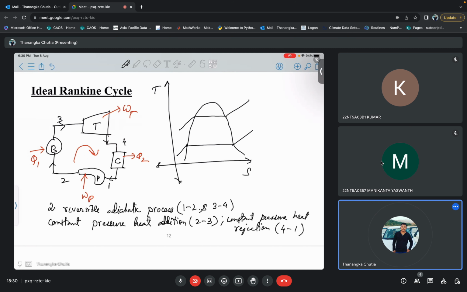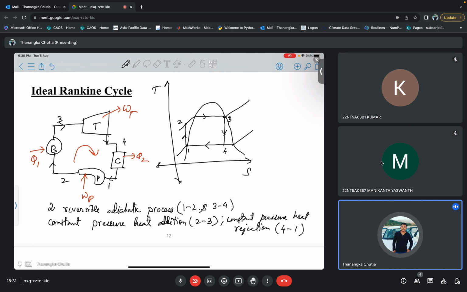So let me take one ideal situation when the exit of the condenser is basically a saturated liquid. That will be my point 1, and then from here it will be compressed isentropically to point 2, and from 2 to 3 the boiler heat addition is taking place, and then from 3 to 4 the expansion is taking place.